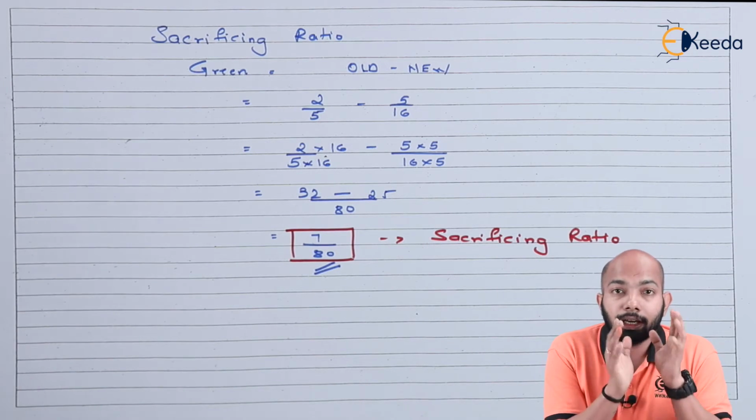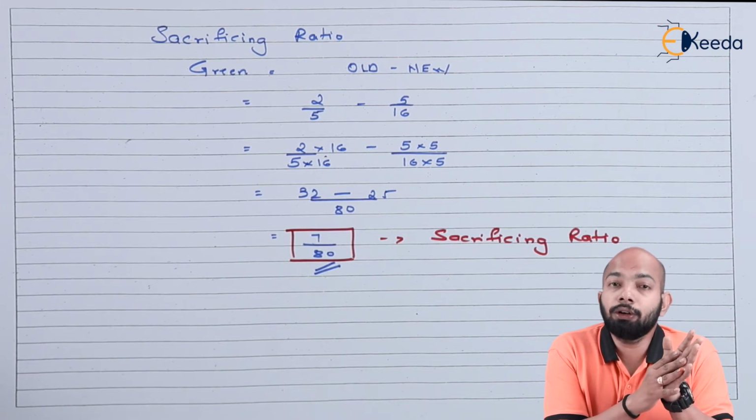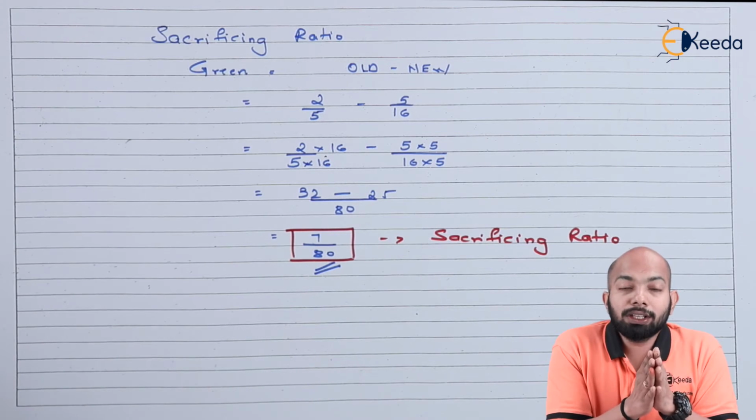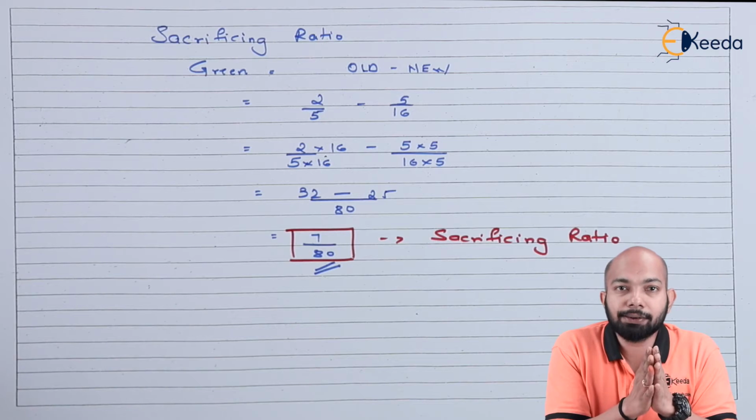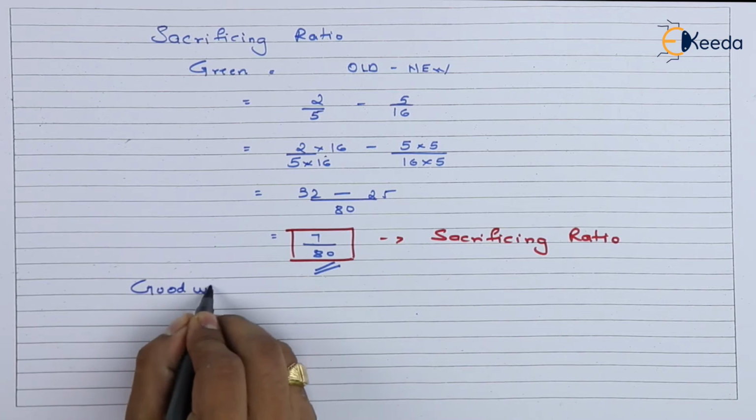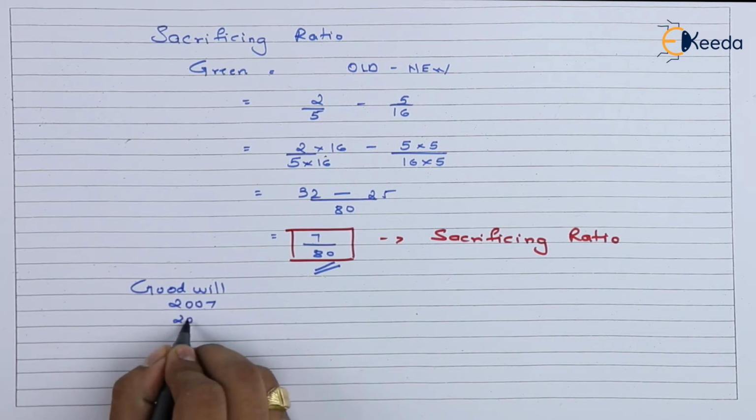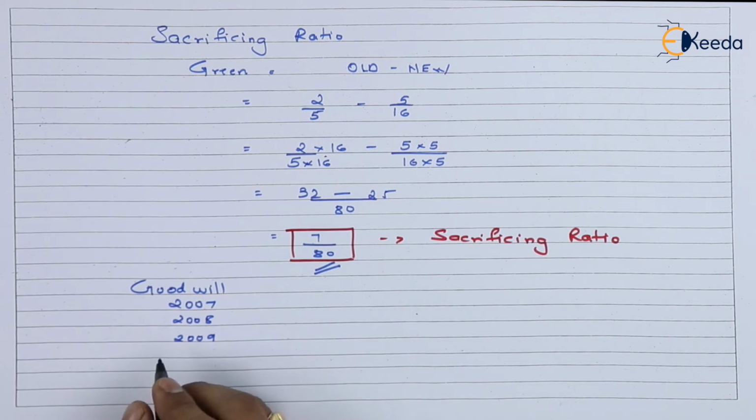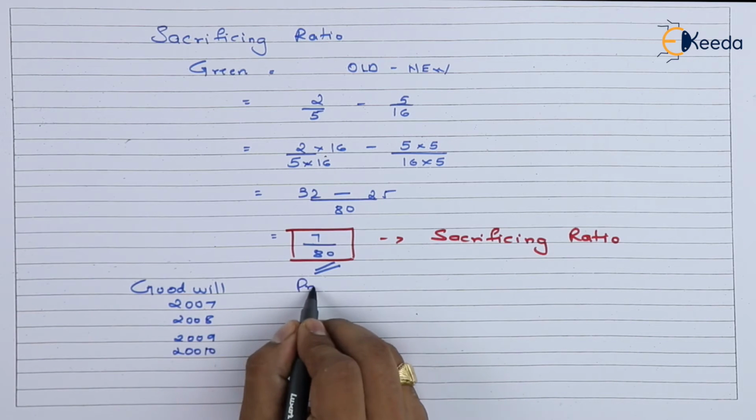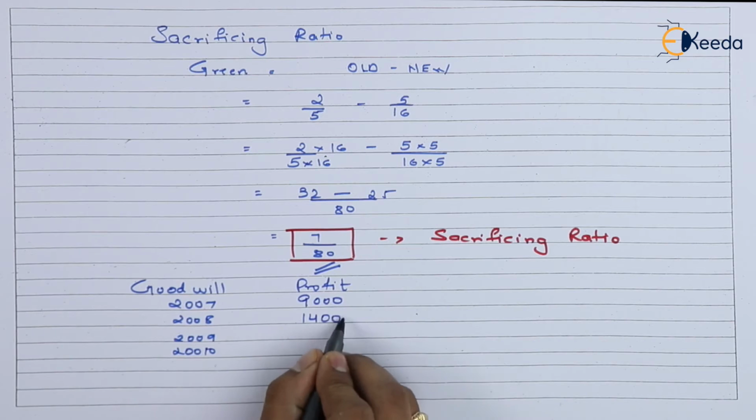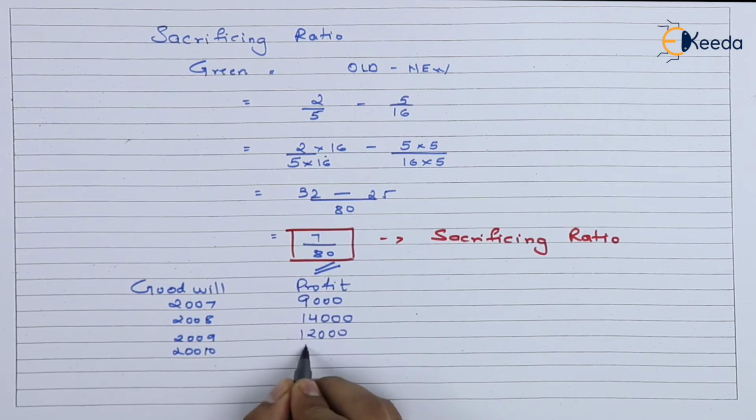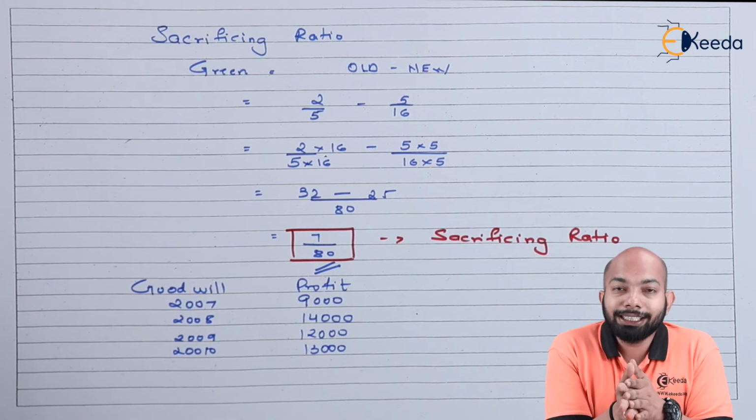existing partners. Now you further go ahead with the calculation of goodwill. So now that we have figured out the sacrificing ratio, let's go ahead and calculate the goodwill for this specific illustration. The goodwill amount has been also mentioned in this question.